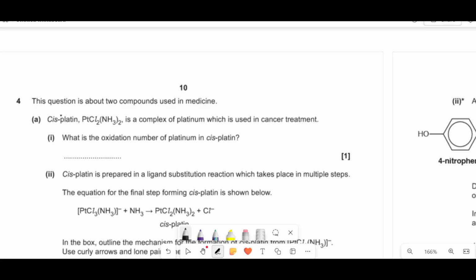There you go. So this question is about 2 compounds used in medicine. Cisplatin is a complex of platinum, which is used in cancer treatment. What's the oxidation number of platinum in cisplatin? So here, it's got 2 Cl minuses. The NH3s are neutral, but they don't have an overall charge. So minus 2, it's got to be plus 2, plus 2.